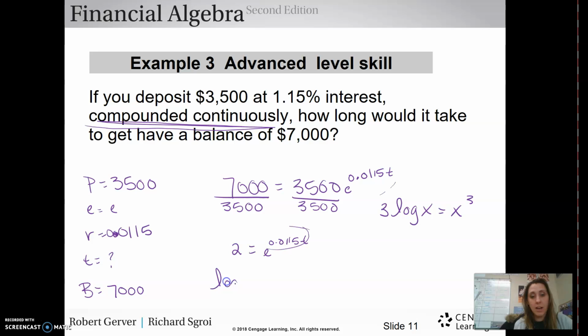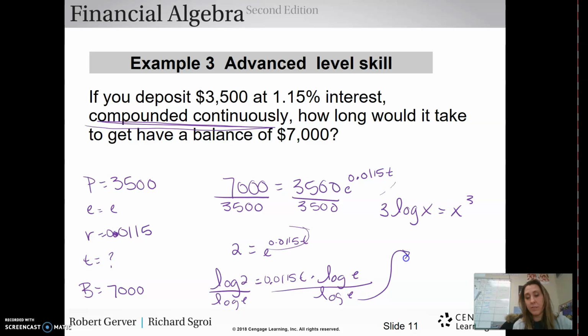So I'm going to take log of 2 equals 0.0115 t times log e. Now it's just like before. I've got to get this by itself, so I'm going to divide by log e, divide by log e. And of course, I'm out of space. Sorry. So then we end up with log 2 divided by log e is equal to 0.0115 t. This is just a number.